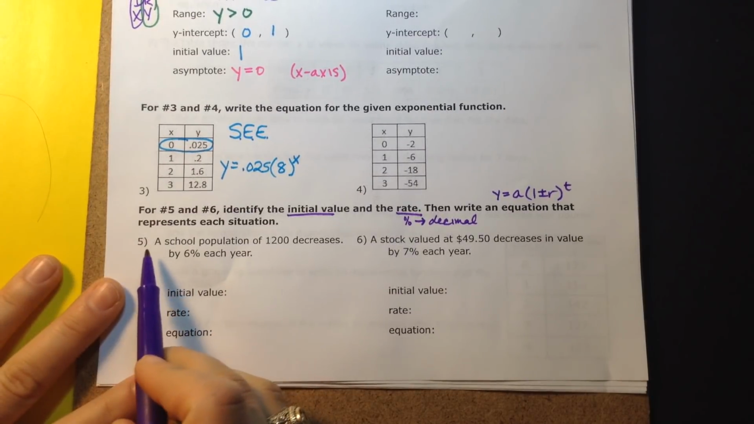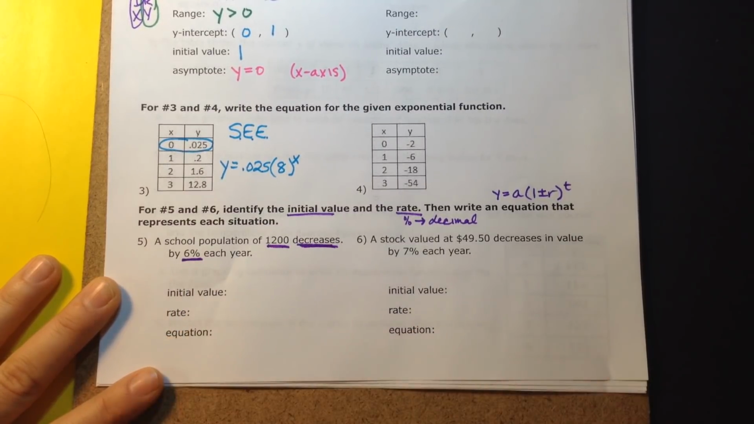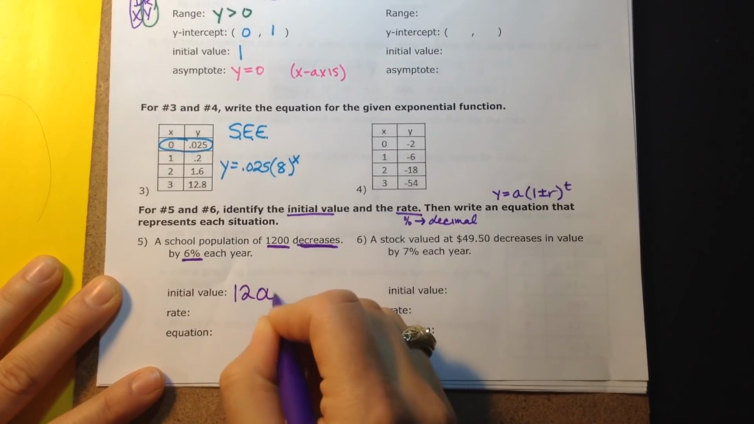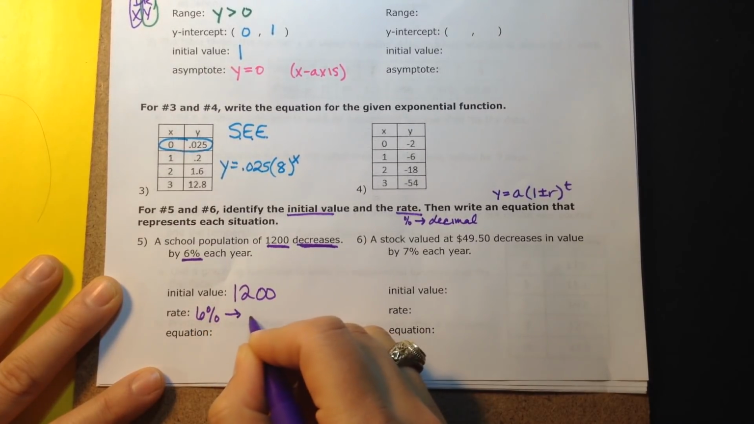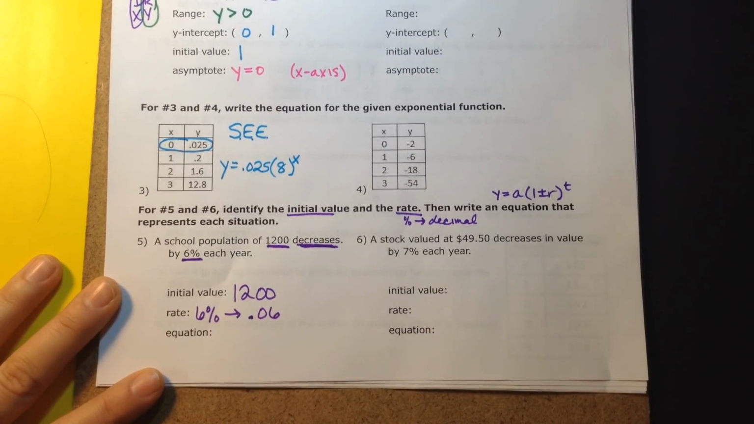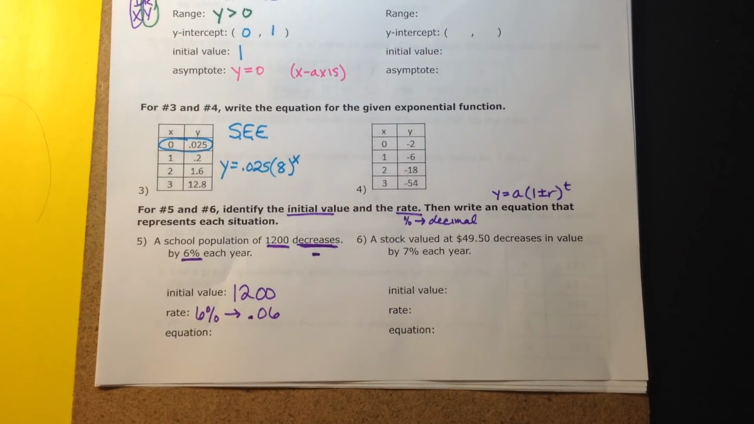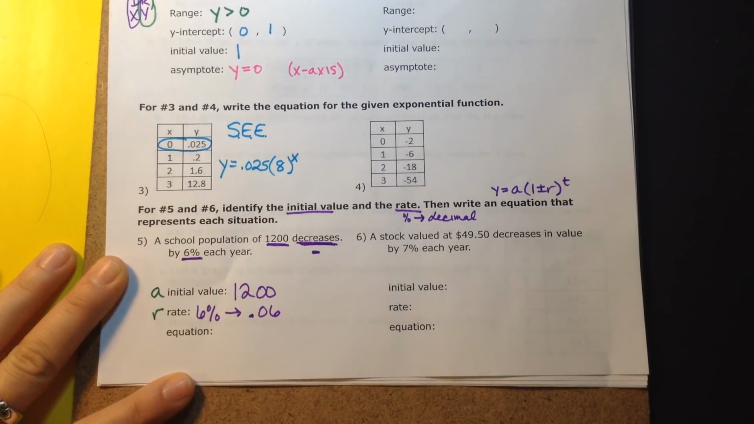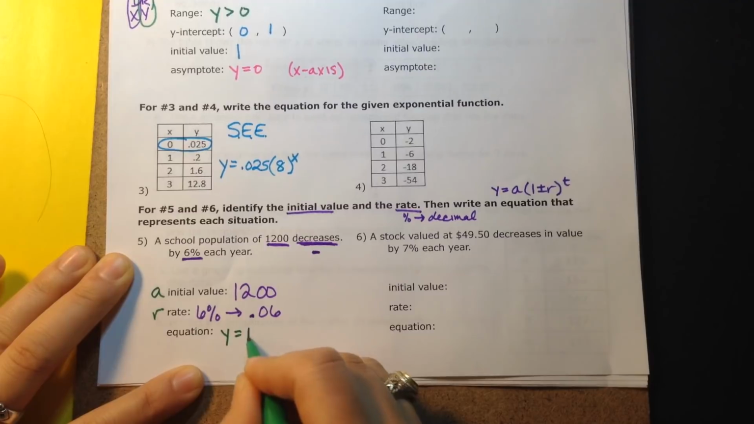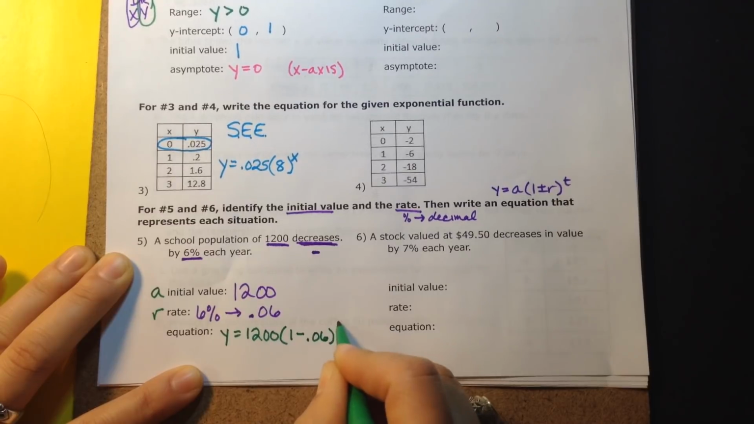So for example, if we look at 5 and it says a school population of 1,200 decreases by 6% each year. So that means the school population was initially 1,200, that the rate is 6%, but I can go ahead and change that with the Dr. Pepper rule to 0.06 so that I use it correctly. And since I'm decreasing, I'm going to use a minus sign in my formula. So my equation following this exact pattern, using my initial value and my rate, would be y equals 1,200 times 1 minus 0.06 raised to the t power.